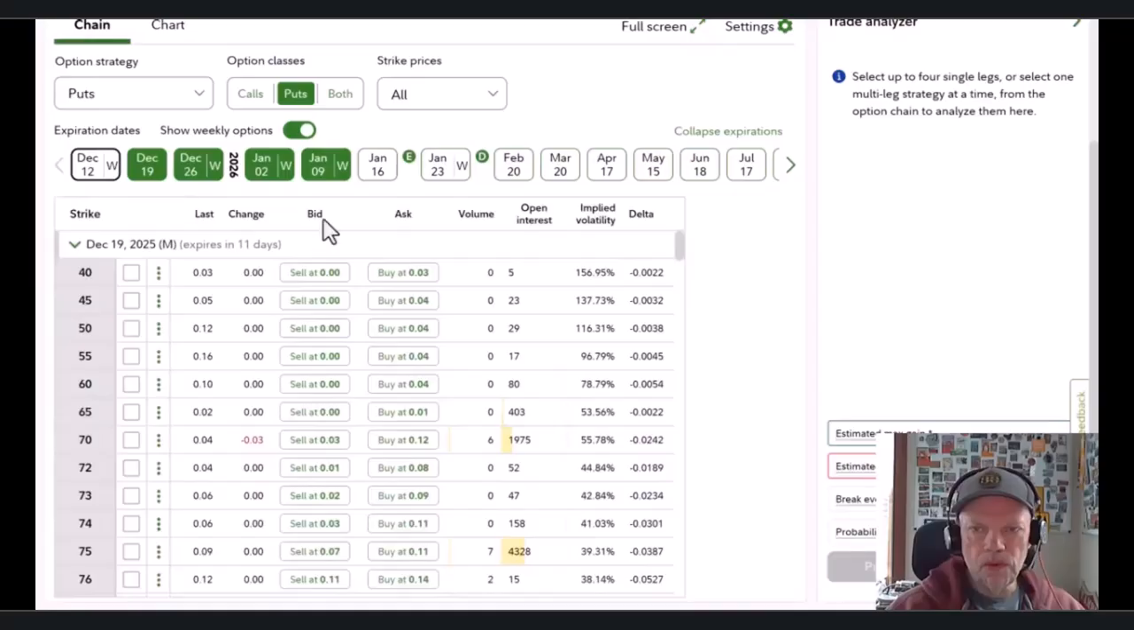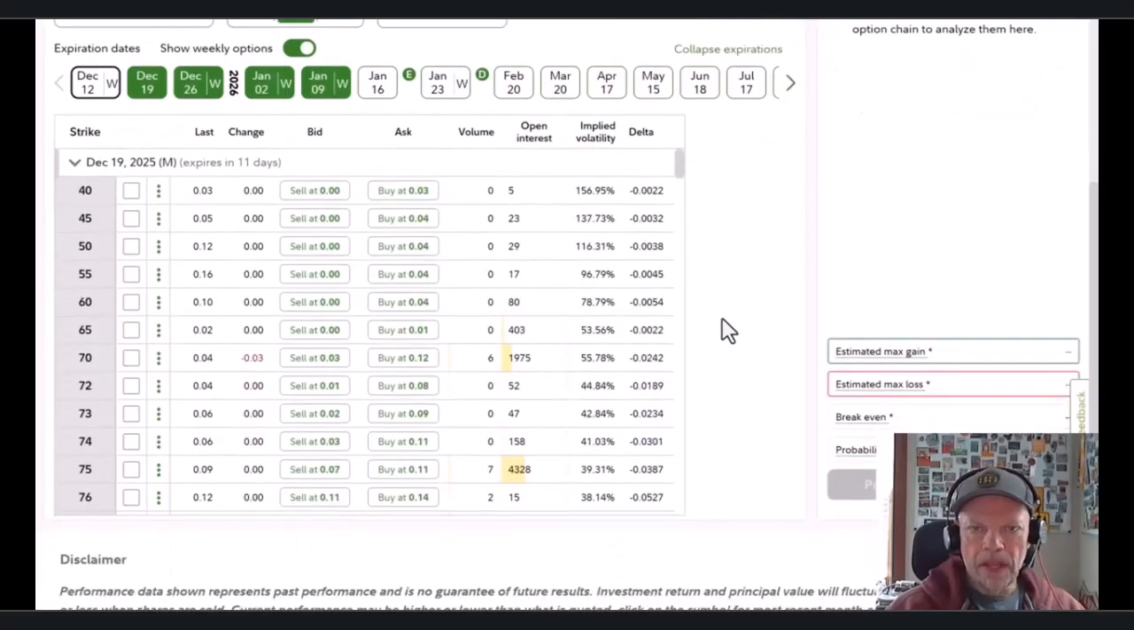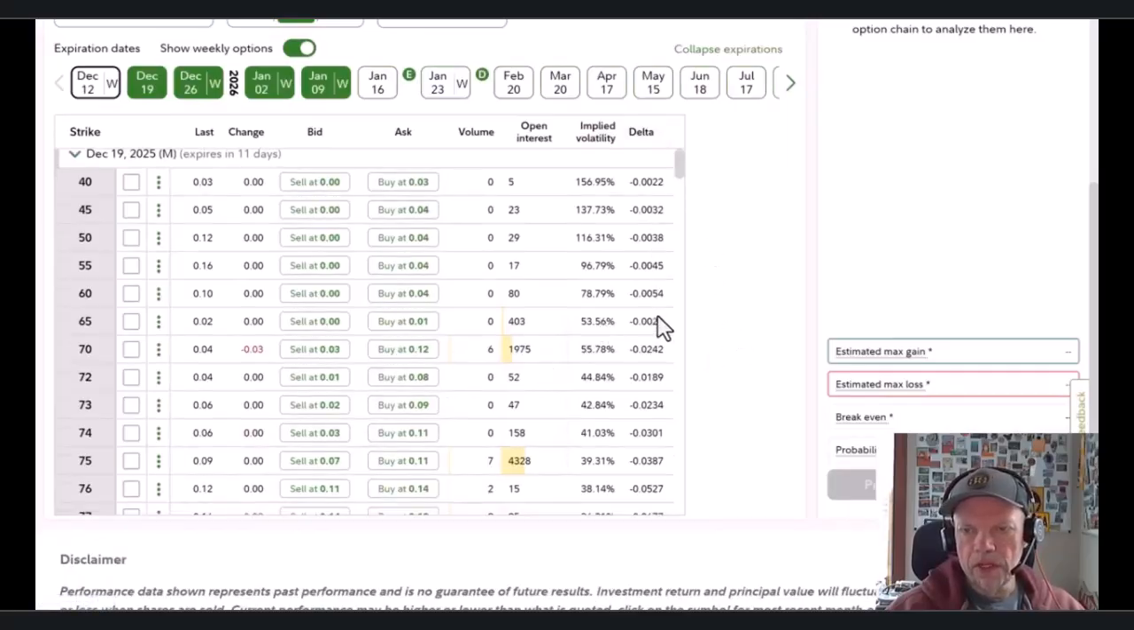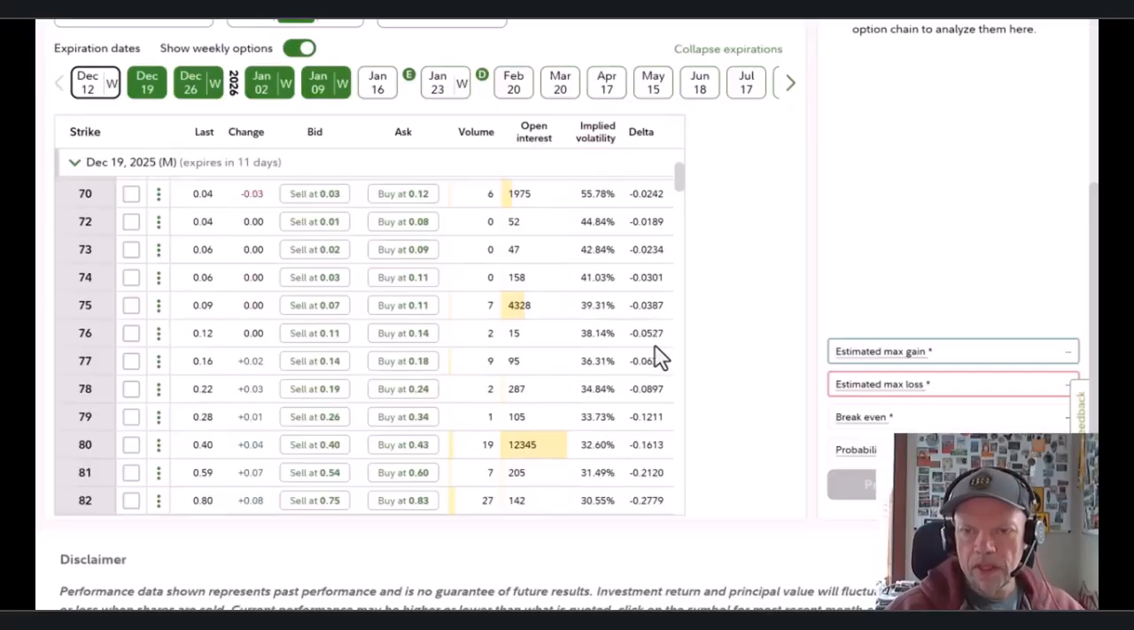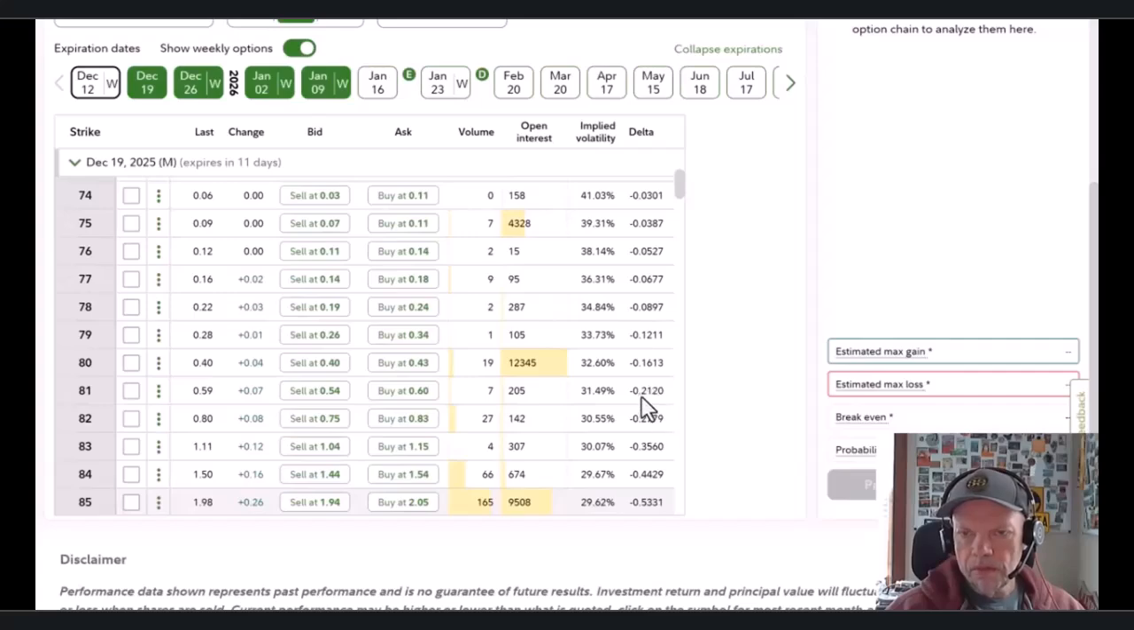That's too soon. But something I want to look at here, say the 19th, and we'll look at the deltas. We'll start looking around the 0.20 to see what we have going on with those. So here's a 0.21, and that's the 81 strike price. And the bid for that is 54 cents per share. So if I sold one contract here, I would get $54, 54 times 100.